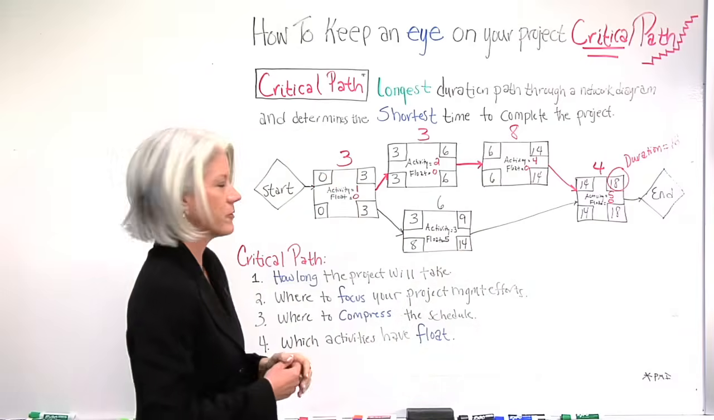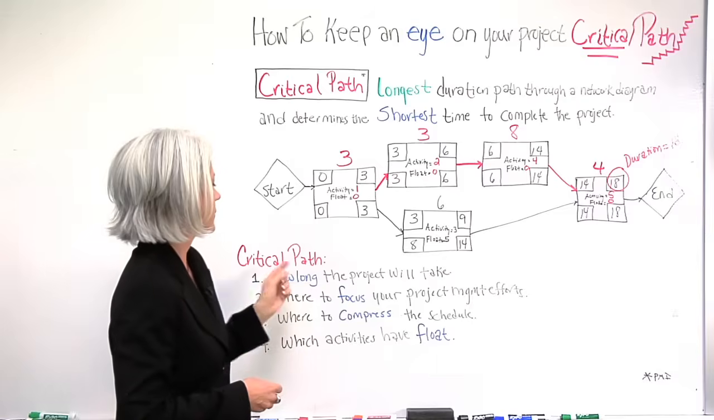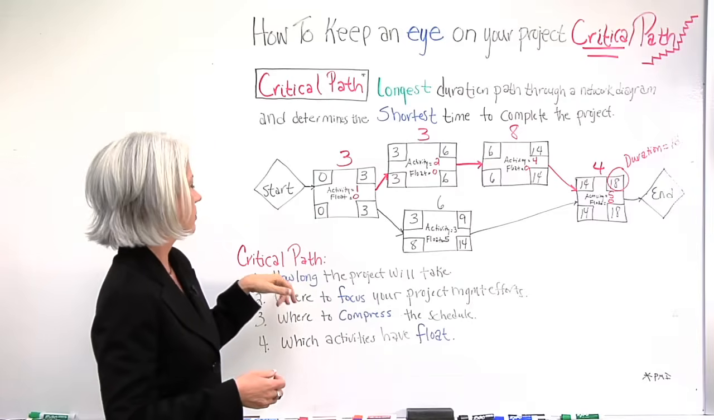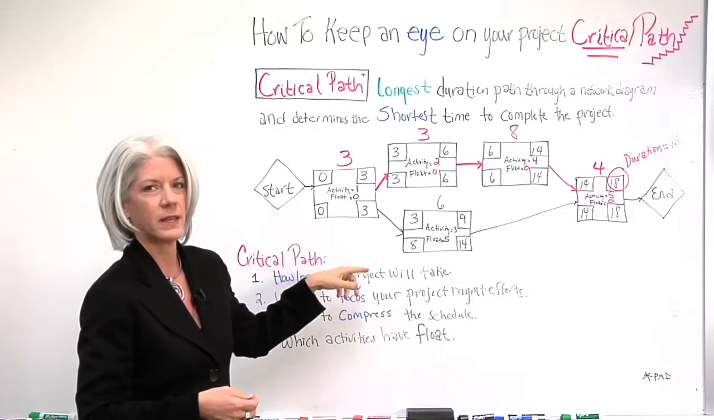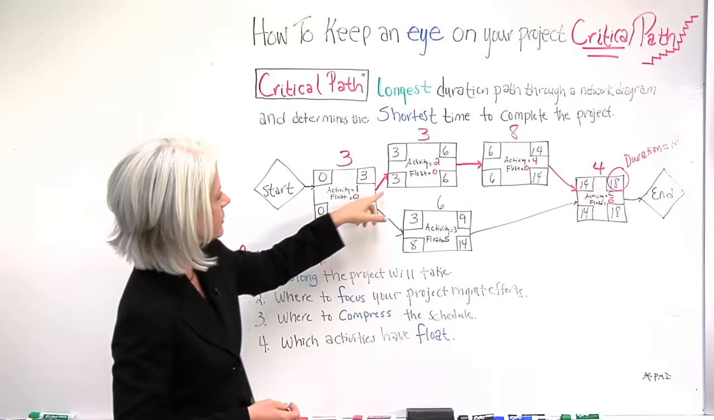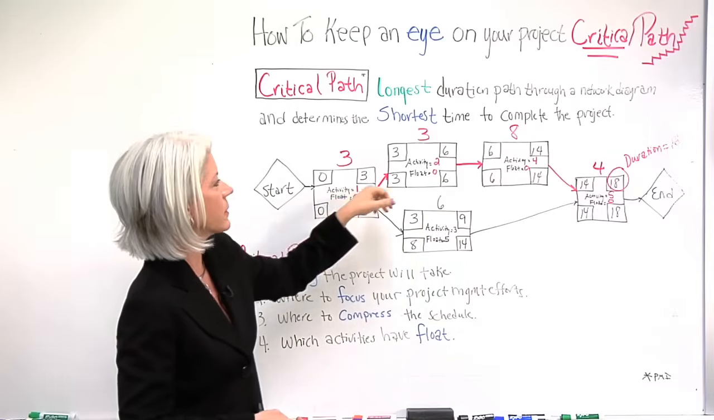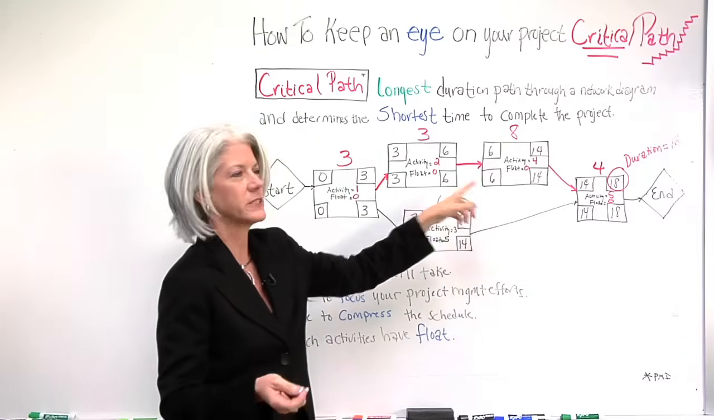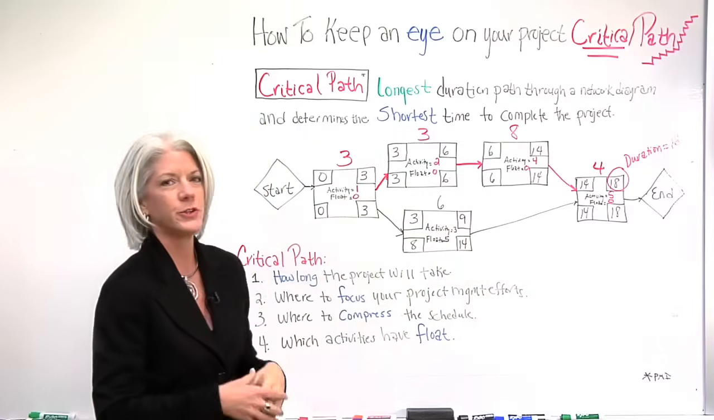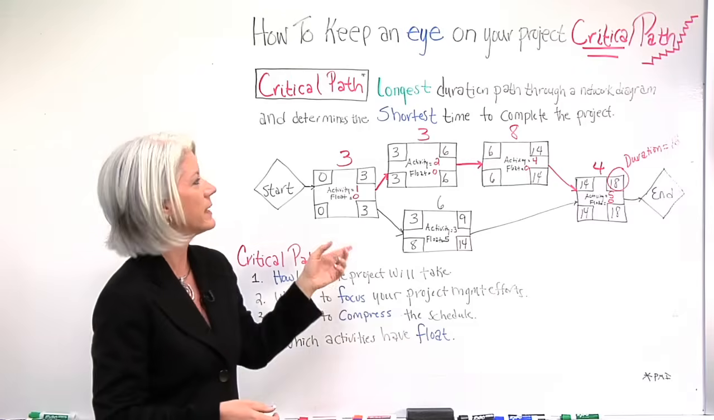So let's take a look at some of the uses for the critical path. The critical path is going to show you how long the project will take. So this is the critical path. The float, as you remember, is 0 for each of these tasks. So that's what determines the critical path. You can determine the critical path manually.